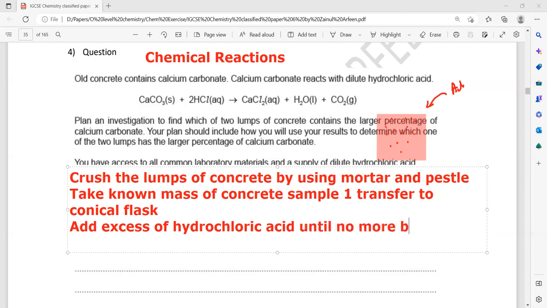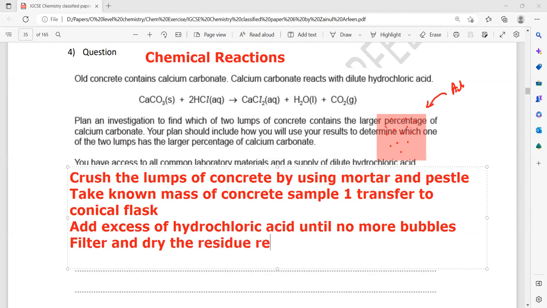We can also add excess hydrochloric acid and then see which sample has the most residue left. But the measurement needs a formula because you want the percentage. By looking at the sample, you cannot identify the percentage. For example, if I look, more mass is there, but I cannot identify the percentage from looking at the mass. So we add excess hydrochloric acid until no more bubbles are there. Then we filter and dry the residue. They didn't ask for a specific percentage, but you have to mention the formula to get the percentage.